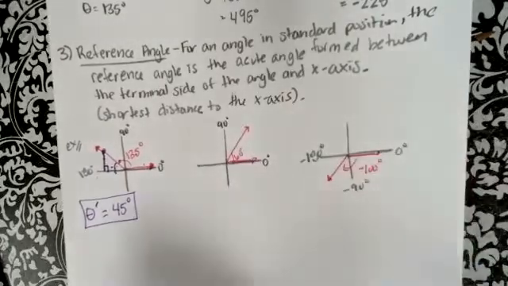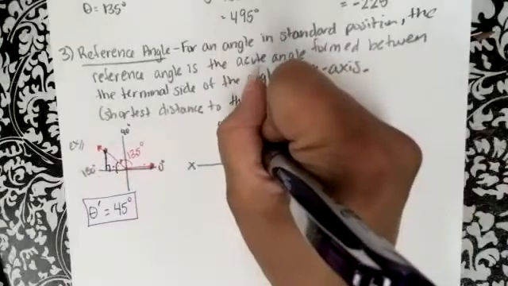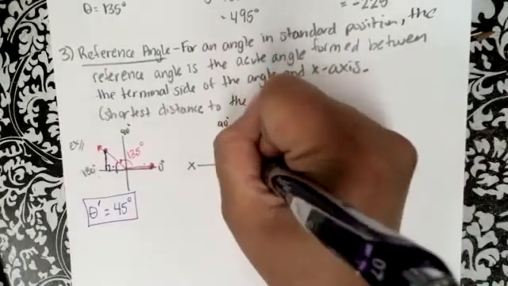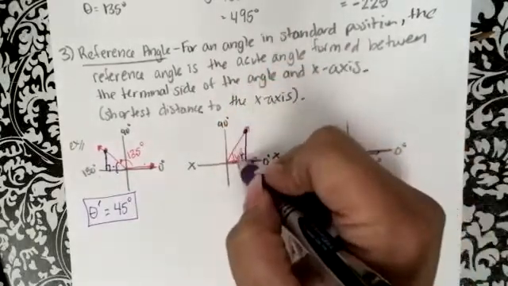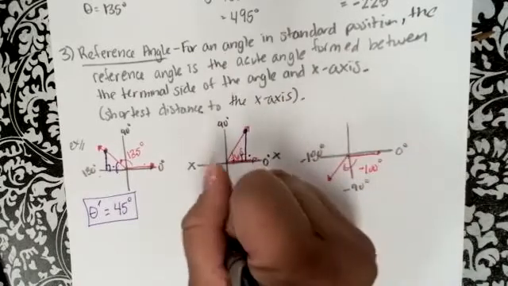Right here, this is your x-axis. If you're ending here, you want the shortest distance to the x-axis, so that is straight down. Guess what? It happens to be the same exact measurement. So if that was 60, my reference angle is still going to be 60.